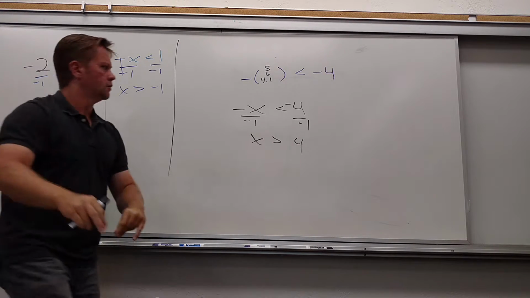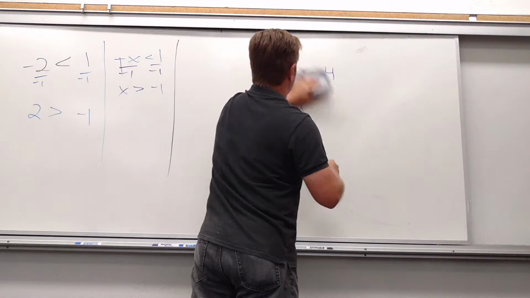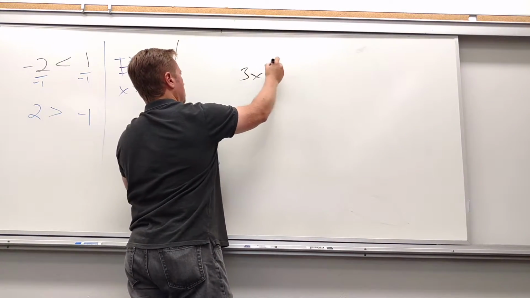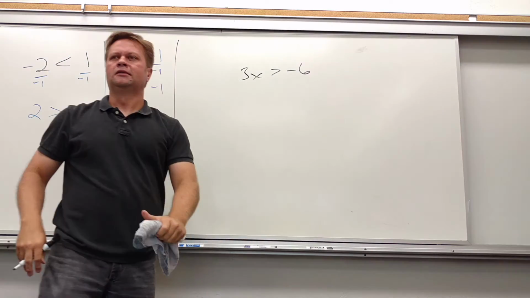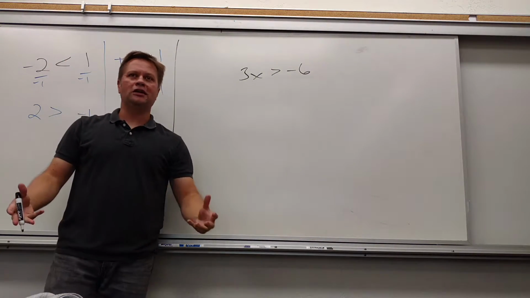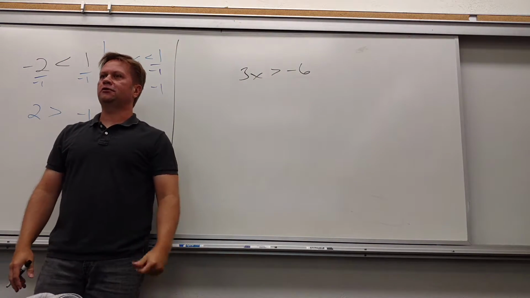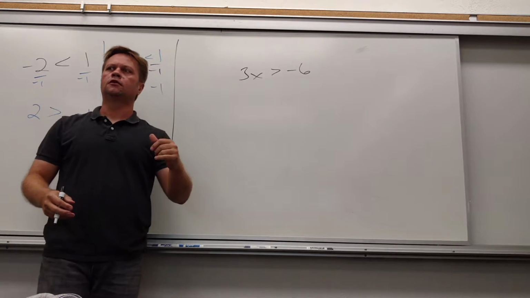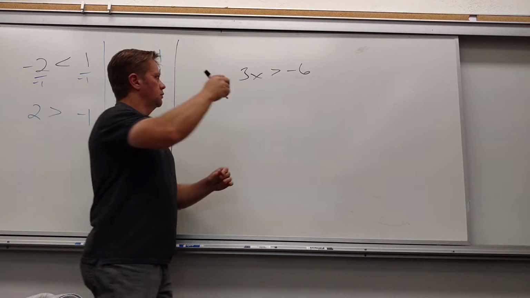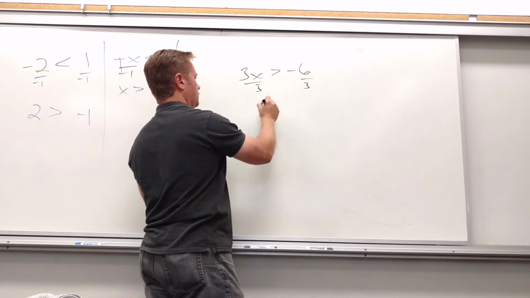So if I had this, let me be evil. I'm telling you right now I'm being evil. How do I solve this? Divide by 3. So then how do I write the next thing?